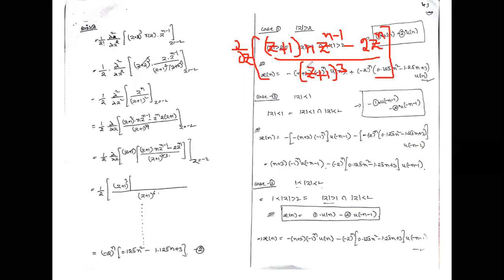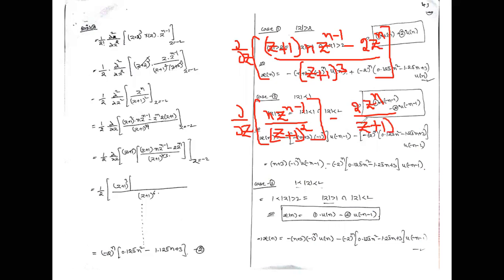Take this function also again. You can write this as ∂/∂z of the first function, n z^(n-1)/(z+1)^2, minus 2 z^n/(z+1)^3. This is also ∂/∂z, at z = -2.